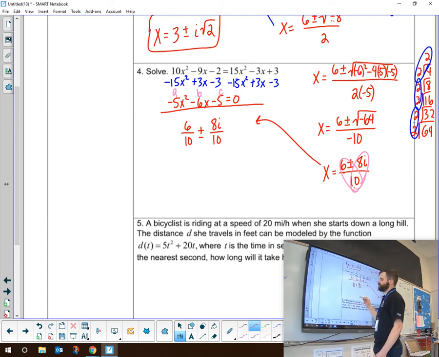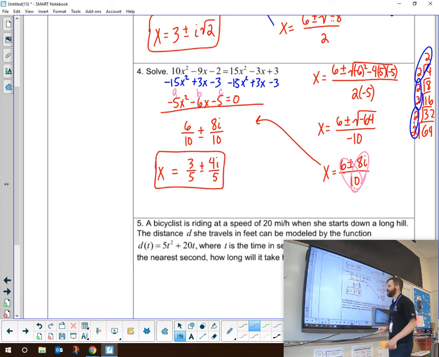So 6 over 10, both can be divided by 2, so it's going to be 3/5 plus or minus 8i divided by 10. Both those can be divided by 2, so it's going to be 4i over 5. So this is our answer. x equals 3/5 plus or minus 4i over 5. And once again, we can write that as two separate answers. You can combine this back together and make it one fraction, whatever. But that's how our answer will look.